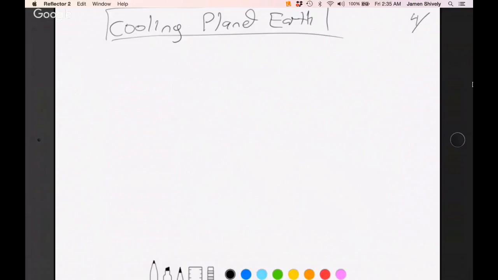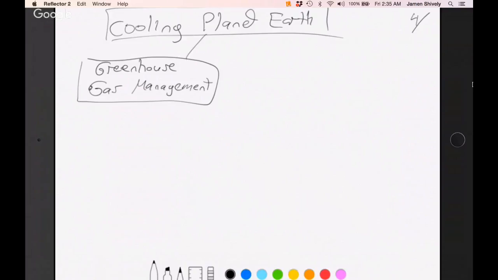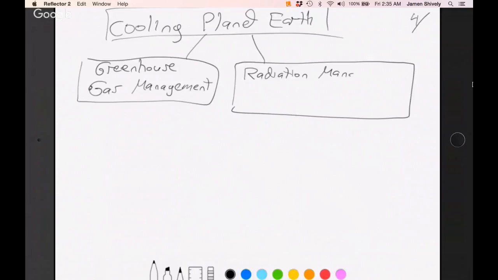So how are we going to cool the planet? There's really two big levers for that. One is I'm just going to call it greenhouse gas management, for lack of a better word, solutions. This is one way of cooling the planet. And then another way of cooling the planet, of course, the two actually work hand in hand, is very simply radiation management. This is really the key to preventing planet Earth from overheating and also cooling it. And this applies to both incoming solar radiation, as well as infrared, which is emitted from the Earth back into space.